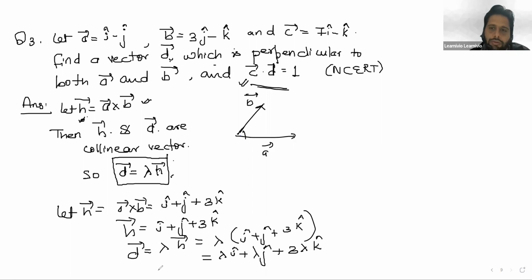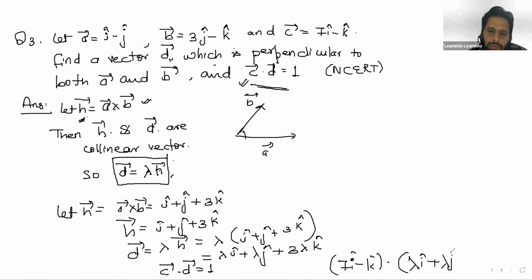Now C dot D. C dot D is equal to 1. So what is C? C is 7i minus k cap. Dot product with D, where D is lambda I plus lambda j plus 3 lambda k. So just find the dot product.